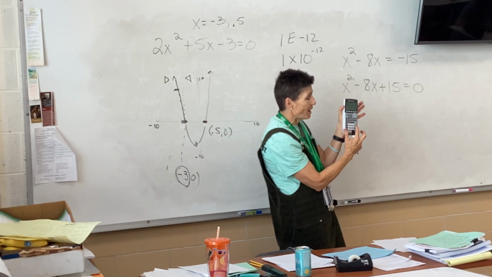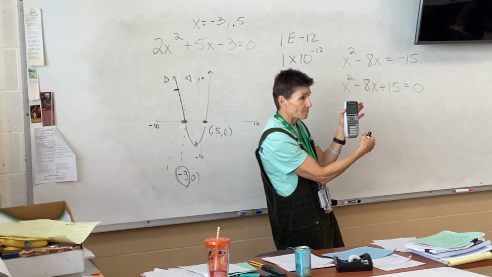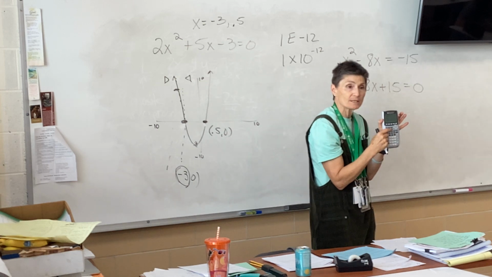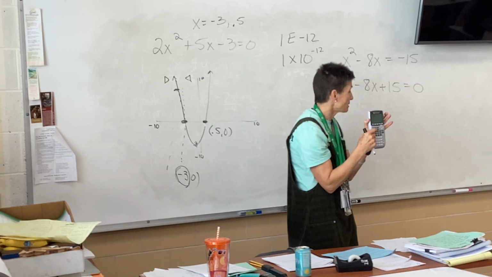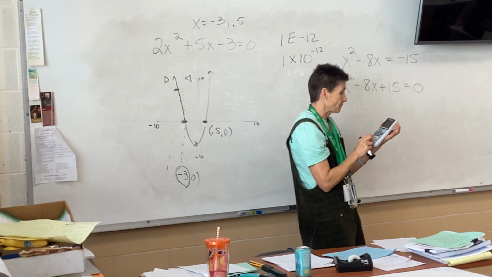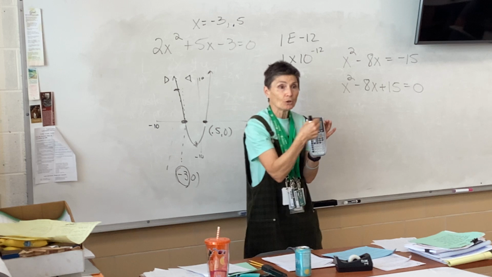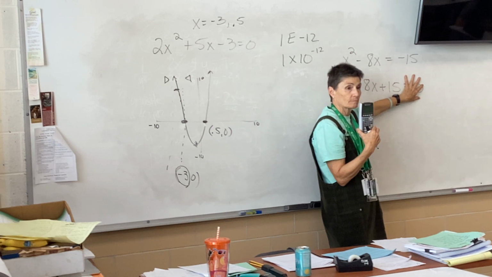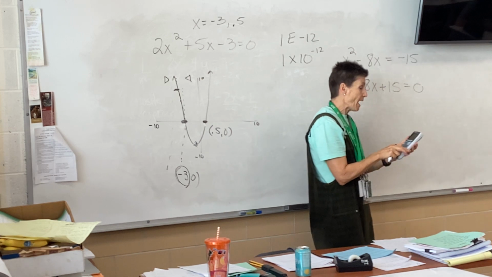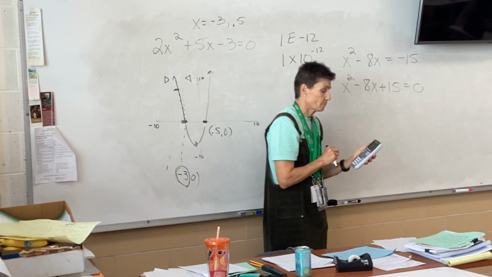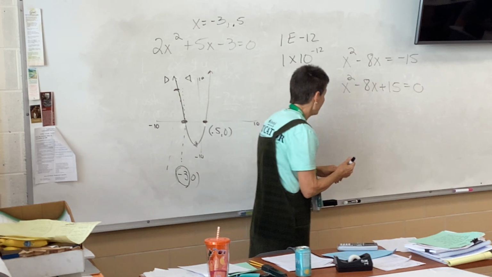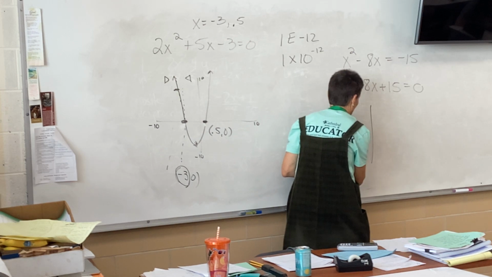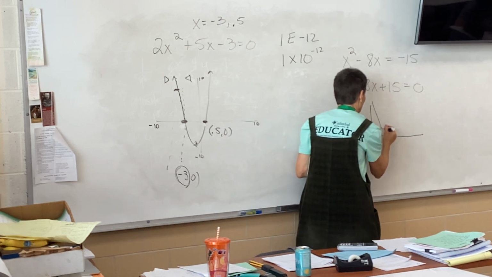Minus, make sure you're using the minus sign. 8, and then x is right back in the same place you got the last x. This is where we always get our x. And then plus 15. So it should look just like this, only it doesn't have this part on it. Now hit graph. And you should have gotten a parabola that looks like this.